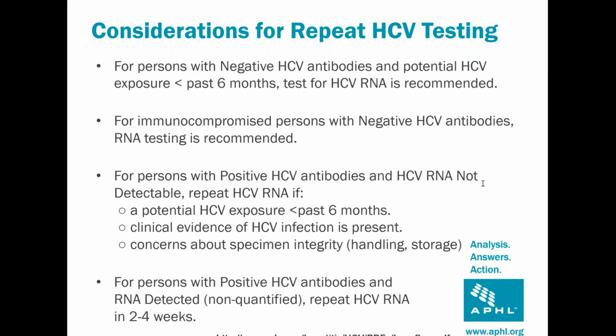So if the value of the specimen lands into that range, you may want to repeat HCV RNA. If this is truly an acute case, testing a few weeks later will probably give you an RNA value that's above the lower limit of quantitation. Next slide, please.